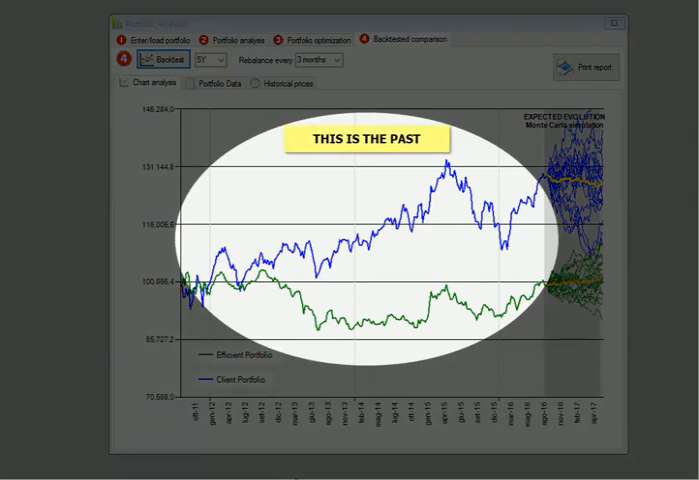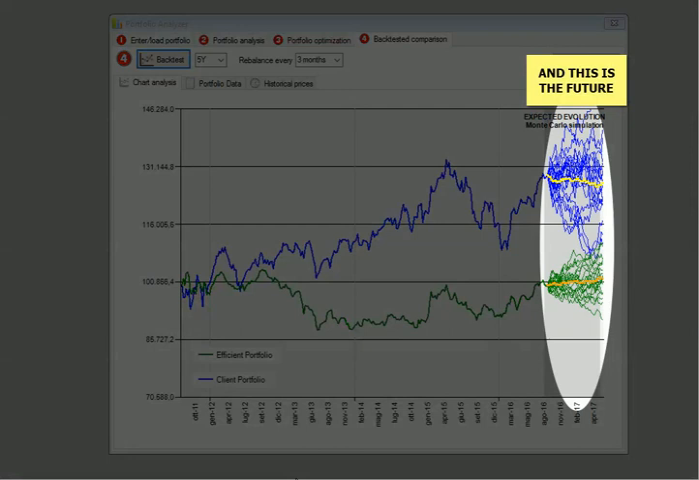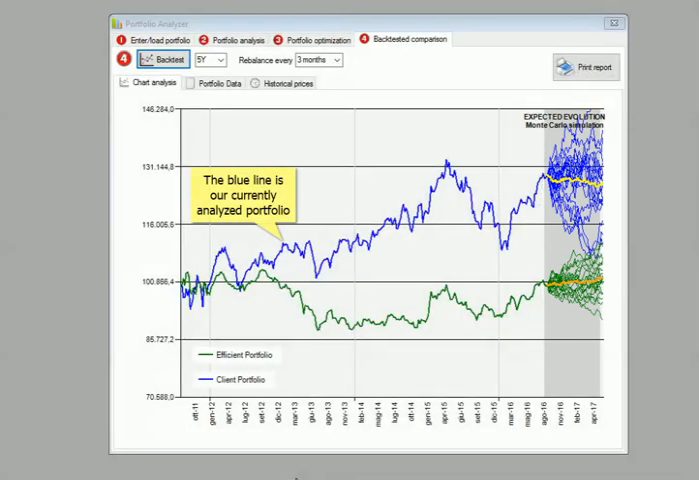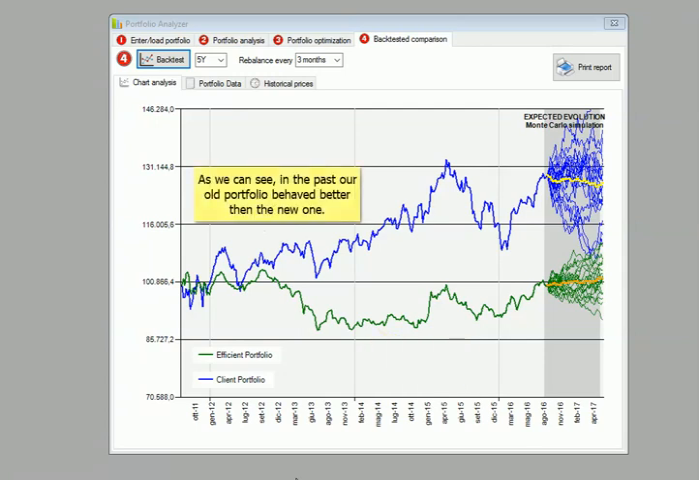This is the past. And this is the future. The blue line is our currently analyzed portfolio. The green line is the new portfolio. As we can see, in the past our old portfolio behaved better than the new one. That's fine, it means that we did a good job. But what about the future?